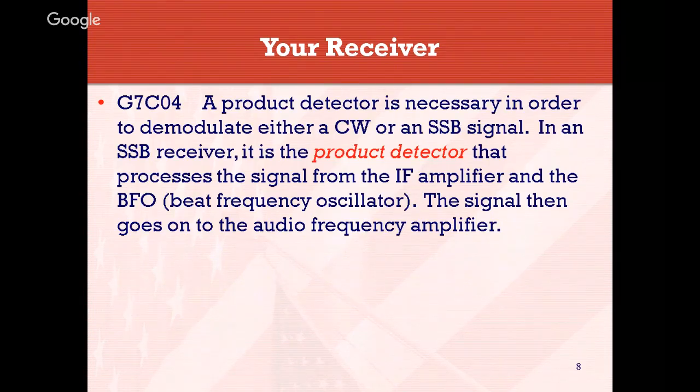A product detector is necessary in order to demodulate either a CW or a single sideband signal. In an SSB receiver, it is the product detector that processes a signal from the IF amp and the BFO or beat frequency oscillator. The signal then goes on to an audio frequency amplifier. And there, from the audio frequency amplifier, it's going to eventually get into your speaker, we hope. So we remember that it's a product detector that we are concerned about in this particular question.